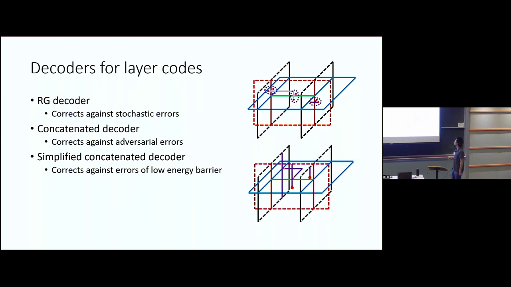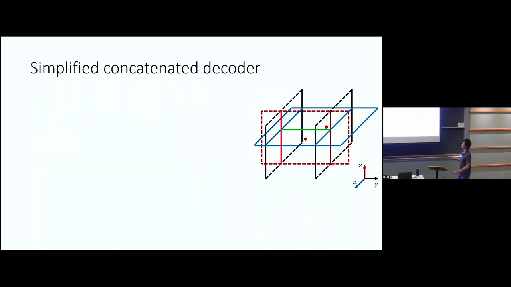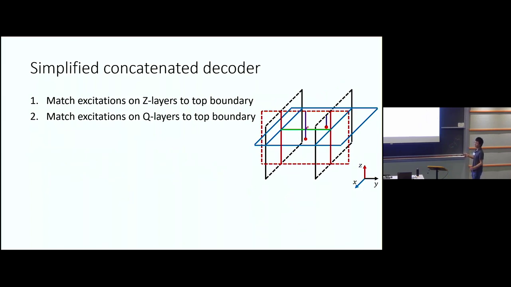Okay, so I'll explain a bit about how this simplified concatenated decoder works. Let's say we have this portion of a layer code, and we have these two syndromes in the red dots. In the first step of the decoder, we simply match every single excitation on the Z layer to the top boundary of the code. Remember, the top boundary is a rough boundary, so it can condense these E anyons. We do this, and this could possibly create more excitations on the X layers that it passes through, but that's okay. And then we do the same thing on the Q layers.